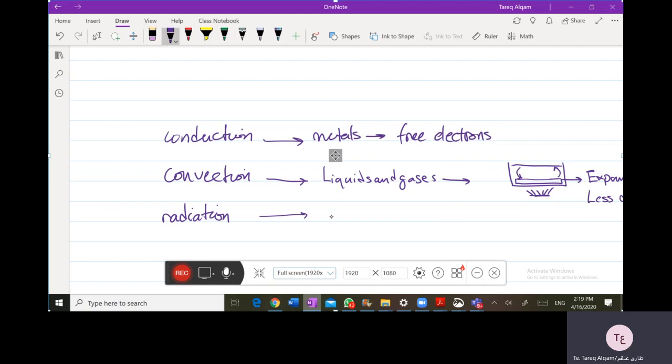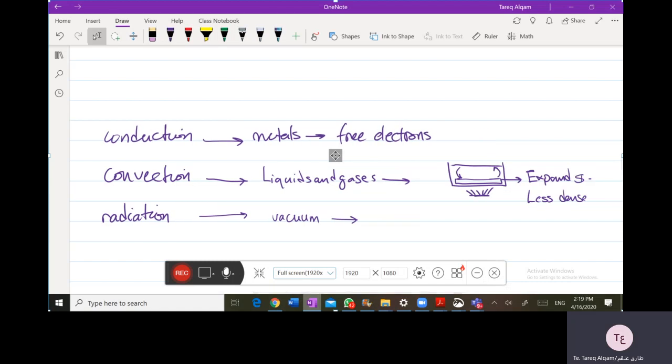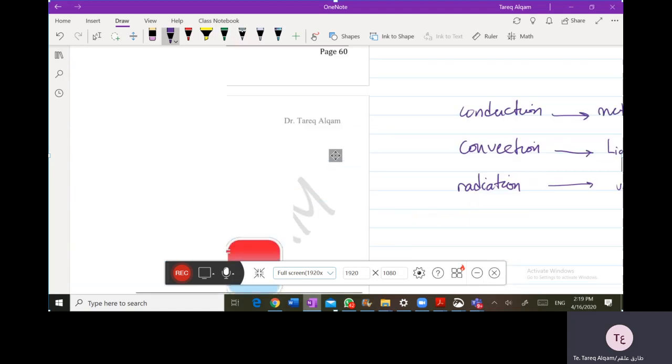Radiation takes place, guys, in vacuum. And we will focus on the effect of the color on either absorption or emission, right? Absorption or what? Emission. Okay, I will show you that.